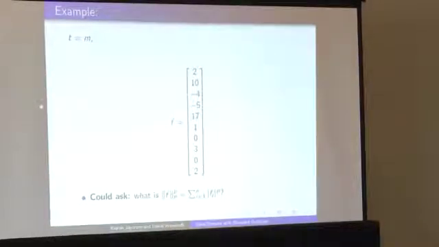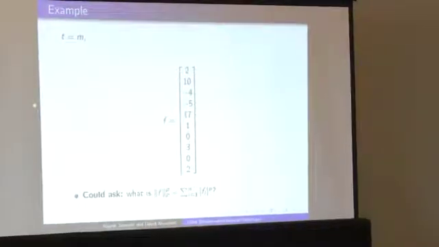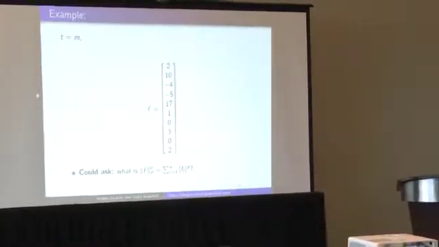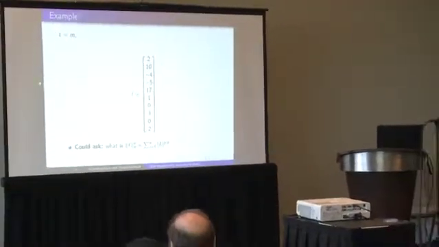At this point, we have some final frequency vector f, and then we want to ask some questions about it. For instance, what is the L_p norm of the stream? That's the sum of the absolute values of the coordinates raised to the pth power.